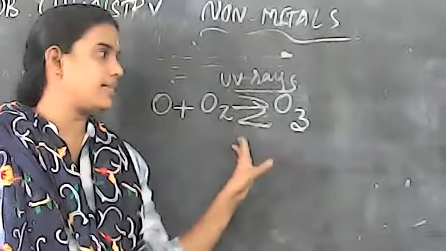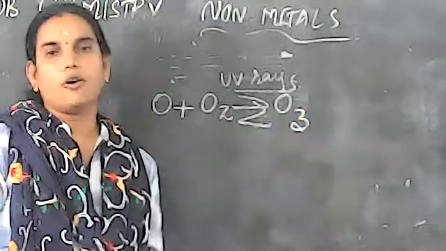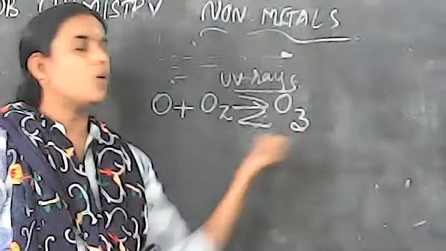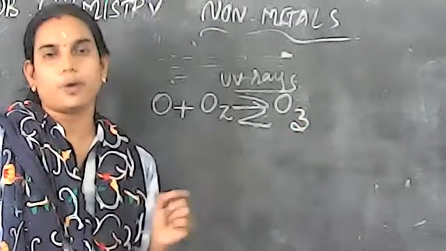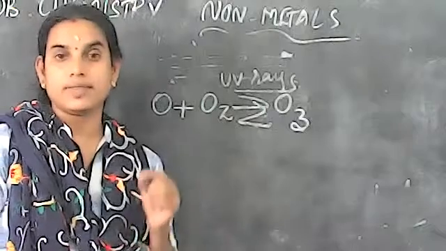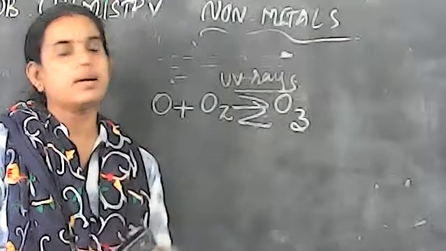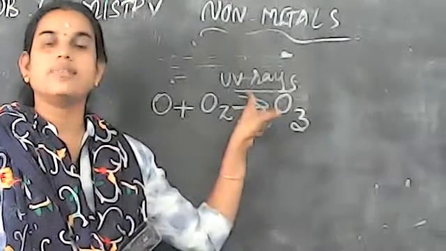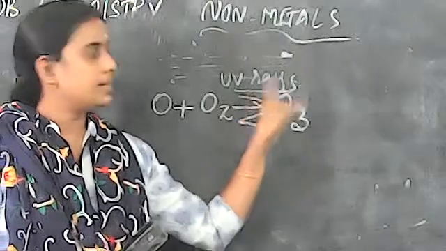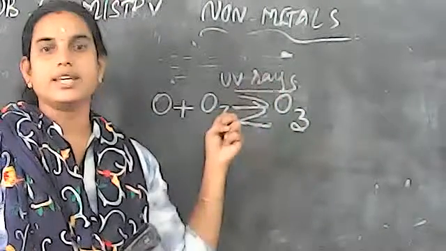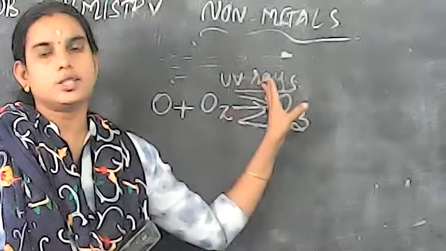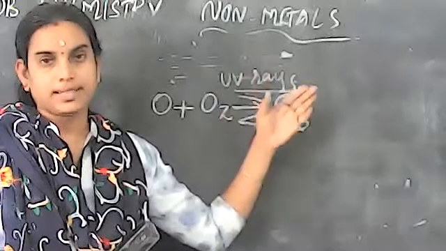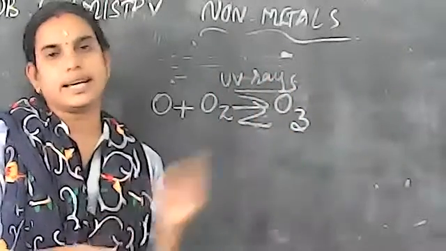So this is the way ozone is formed. And this ozone is used to protect our earth from UV rays. Because UV rays are very dangerous, and ozone absorbs energy from UV rays. That's why it protects the earth from UV radiation.